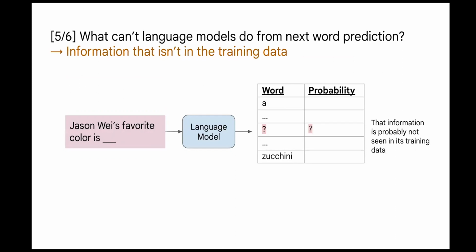Also, language models are bad at information that isn't in the training data. For example, if you say Jason Wade's favorite color is, I don't think the language model will be able to figure this out. Because it's something not seen in the training data, the language model is just going to have to guess or make something up.